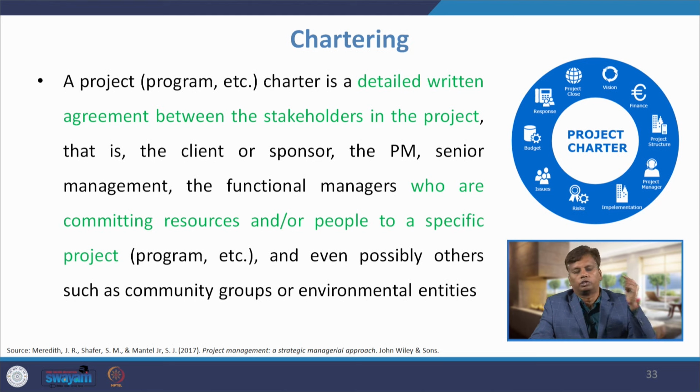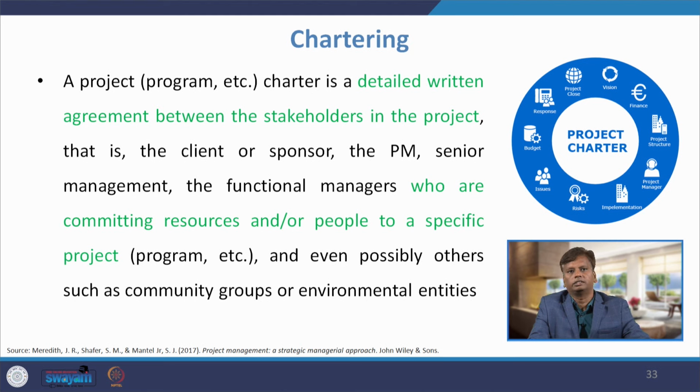The next methodology is called chartering. So far, we studied partnering, that is one of the ways to have the negotiation. Now, we will discuss chartering. A project or program charter is a detailed written agreement between the stakeholders in the project, that is the client or sponsor, the project manager and the senior management, the functional managers who are committing resources and or people to a specific project, and even possibly others such as community groups or environmental entities.